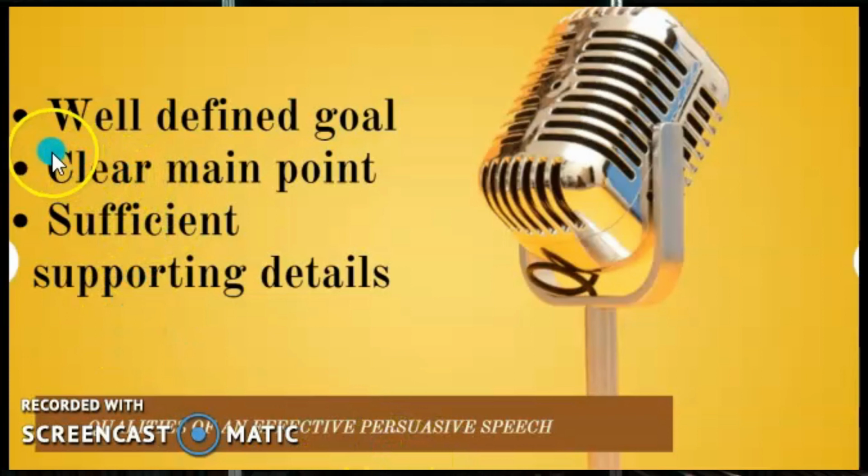The first one is that it has a well-defined goal. As a speaker of persuasive speech, your main goal is, of course, to persuade your audience, to make them believe in your perspectives. Also, it has a clear main point. As a speaker, you must be firm with your statement, you must stick with your topic, and you must make sure that your audience believes in your proposition, and at the same time, you are able to get their attention.